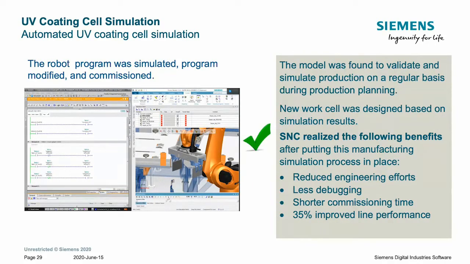As we can see here, SNC realized the benefits of 35% line performance and shorter commissioning time, mostly because we were able to not only simulate an ideal scenario, but then push the resultant recipe directly into the robot arm.